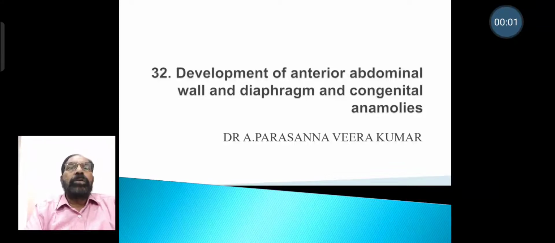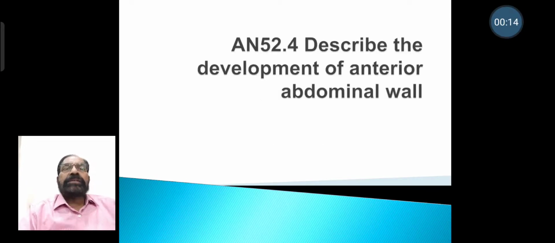In this topic, we study the development of anterior abdominal wall, diaphragm, and the related congenital anomalies. So first we'll start with the development of the anterior abdominal wall.